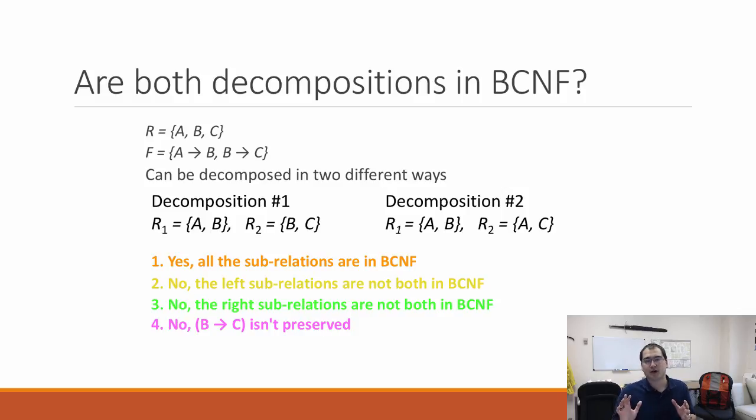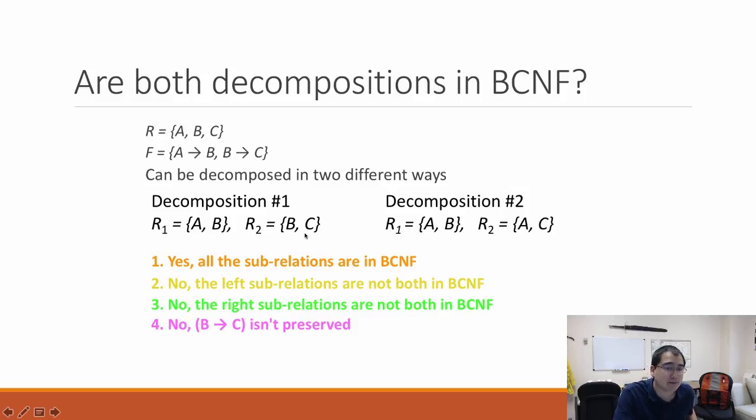All right, so let's talk about, once again, what is Boyce Codd normal form? It means that when you look at each subrelation, the functional dependencies that apply to it, the left side should be superkeys for that relation. So let's look here at R1 right here. We have A and B. Which functional dependencies apply to this guy? Well, A functionally determines B. So is A a superkey for this relation? Yes. Okay, so this one's in Boyce Codd normal form.